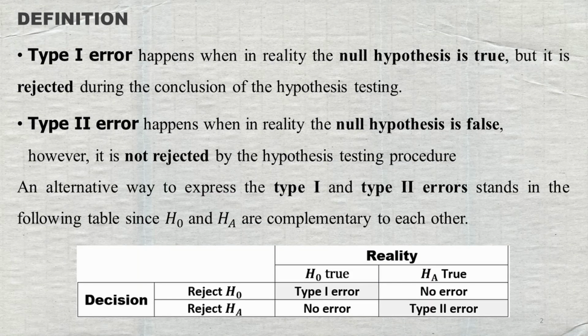Let's define Type 1 and Type 2 errors. Type 1 error happens when, in reality, the null hypothesis is true, but it is rejected during the conclusion of the hypothesis testing. Type 2 error happens when, in reality, the null hypothesis is false. However, it is not rejected by the hypothesis testing procedure. An alternative way to express the Type 1 and Type 2 errors stands in the following table, since H0 and HA are complementary to each other.